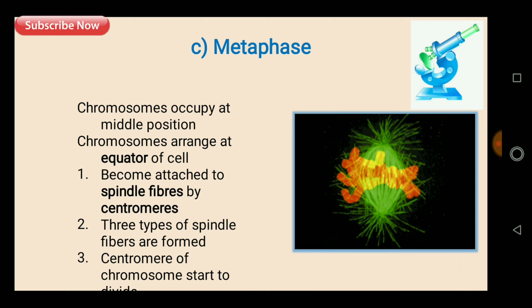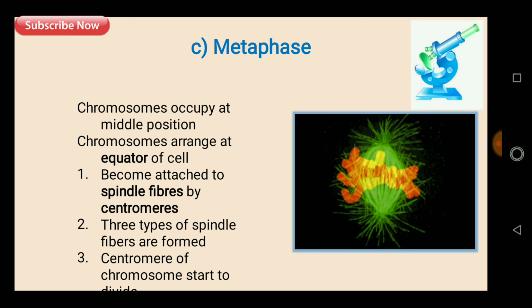Now let us see the metaphase. This is a very important stage of mitosis. This is where the chromosomes lie at the equatorial plate. The characteristic of this phase is that all chromosomes come close together at the center, and spindle fibers develop, attached to the centromeres. There are three different kinds of spindle fibers formed, that is continuous spindle fibers, interzonal spindle fibers, and interchromosomal spindle fibers.